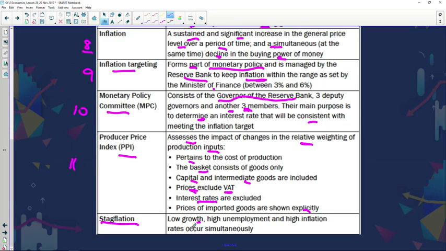And then stagflation, which is low growth and high unemployment and high inflation rates that occur at the same time. So it's quite a disaster when there's slow or low economic growth happening. We are dealing with an issue of high unemployment, but also with high inflation rates all happening at the same time. So not an ideal situation. So we hope not to ever find ourselves in this particular situation.